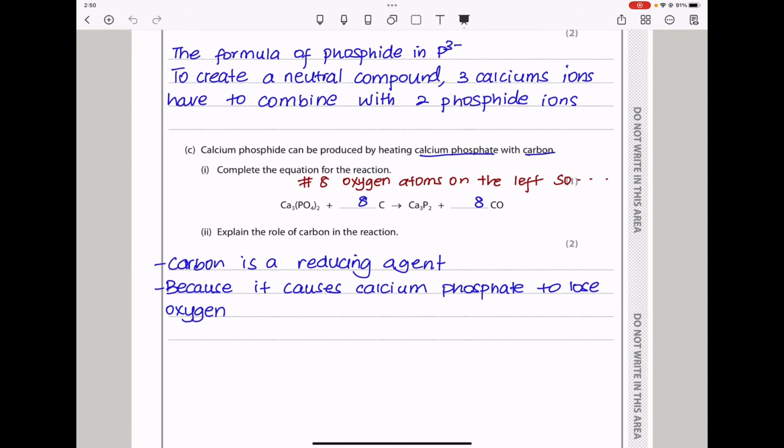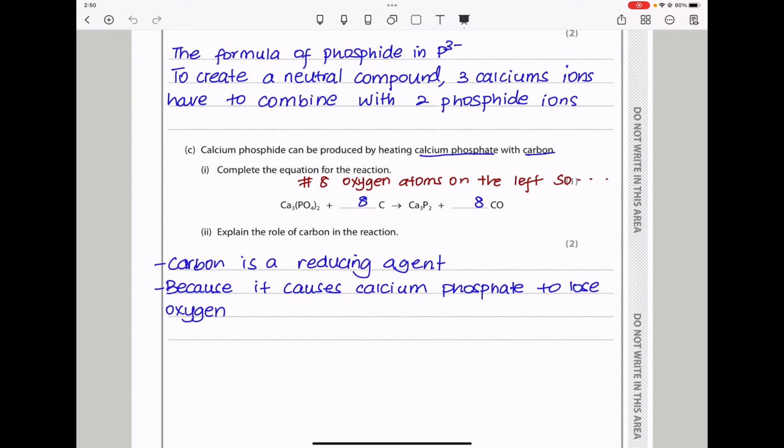And in part C, calcium phosphide can be produced by heating calcium phosphate with carbon. Complete the equation for the reaction. So this is what we're given, and we're given that. So we have to balance this equation. I began by looking at the numbers of oxygens. We can see there are 4 here, but times 2, which is 8. Since oxygen ends up in one product, it means this is going to be 8 because on the product side, this is the only compound with oxygen. But when we make this 8, carbon also becomes 8, and that means this is going to be 8 as well.